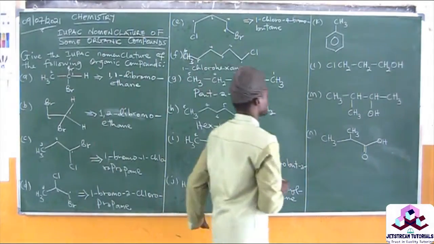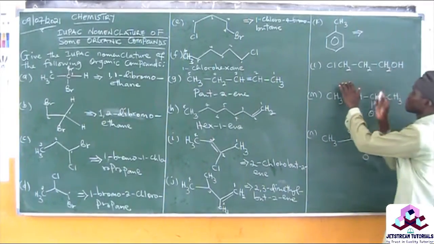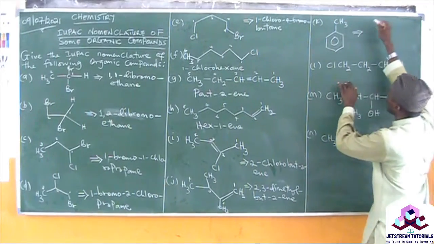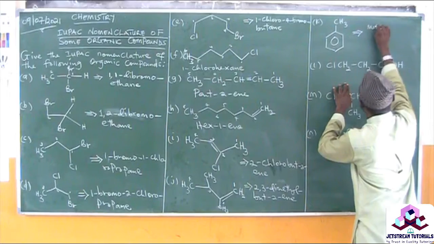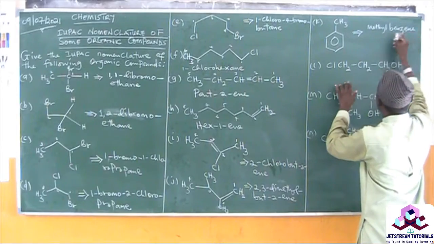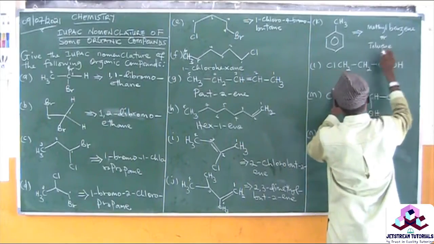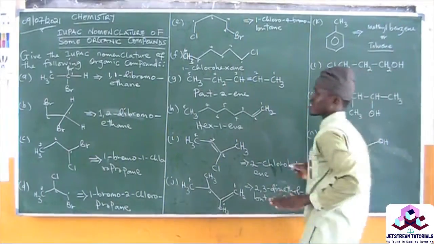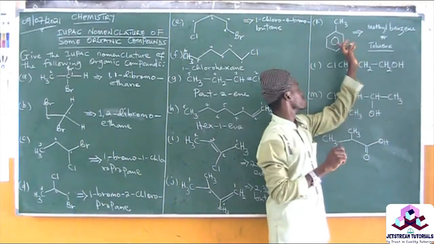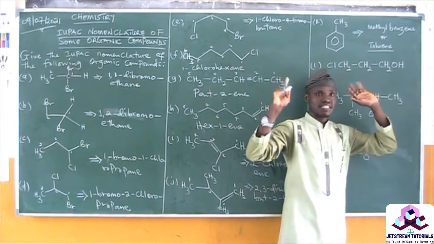Is that understood? Then, coming to this very particular one, we have a benzene ring attached to a methyl group. So this can be methylbenzene. In other words, you can refer to this as toluene. Though toluene is a trade name, it is not an IUPAC name for this very particular compound. So the IUPAC name of this particular compound is methylbenzene. Is that taken? Good.